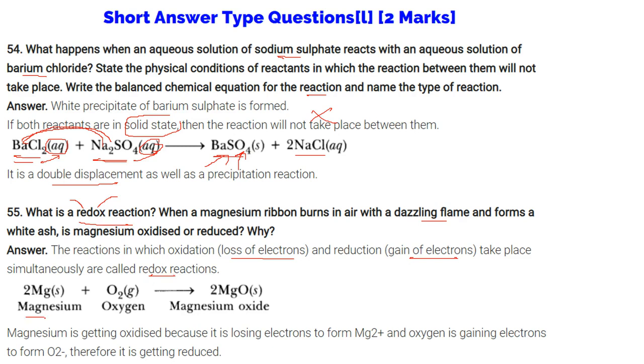For example, magnesium combining with oxygen gives you magnesium oxide. So magnesium is combining with oxygen, so magnesium is getting oxidized because it is losing electrons to form Mg2+, and oxygen here is gaining electrons, so oxygen is reduced.